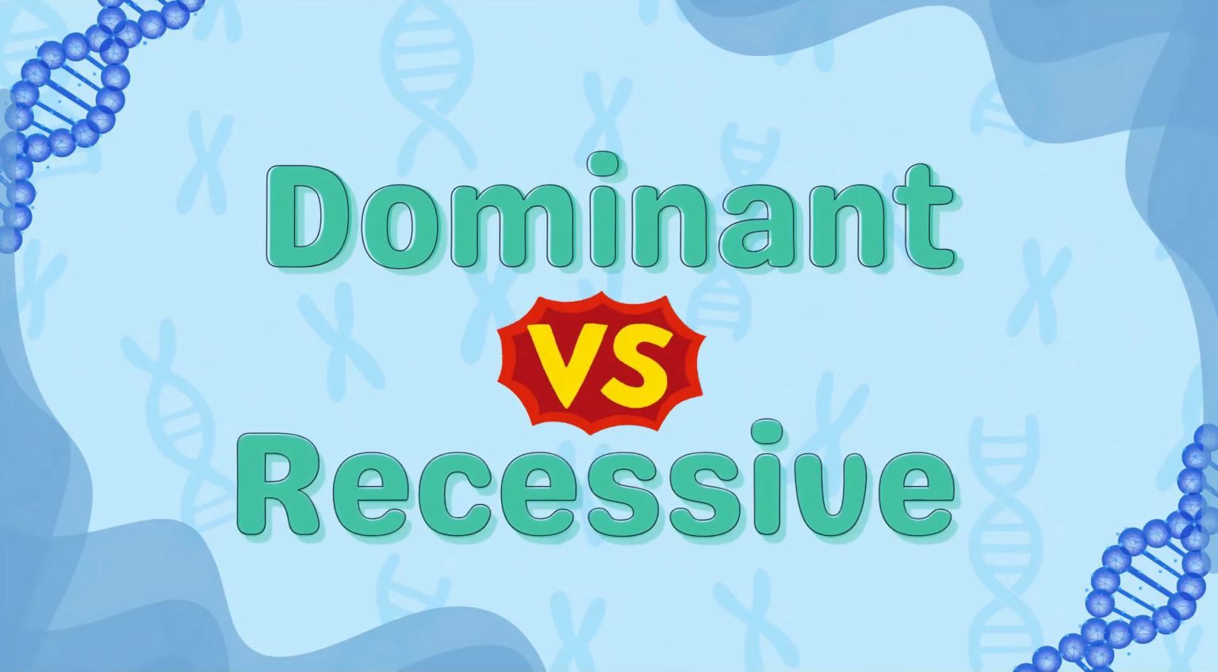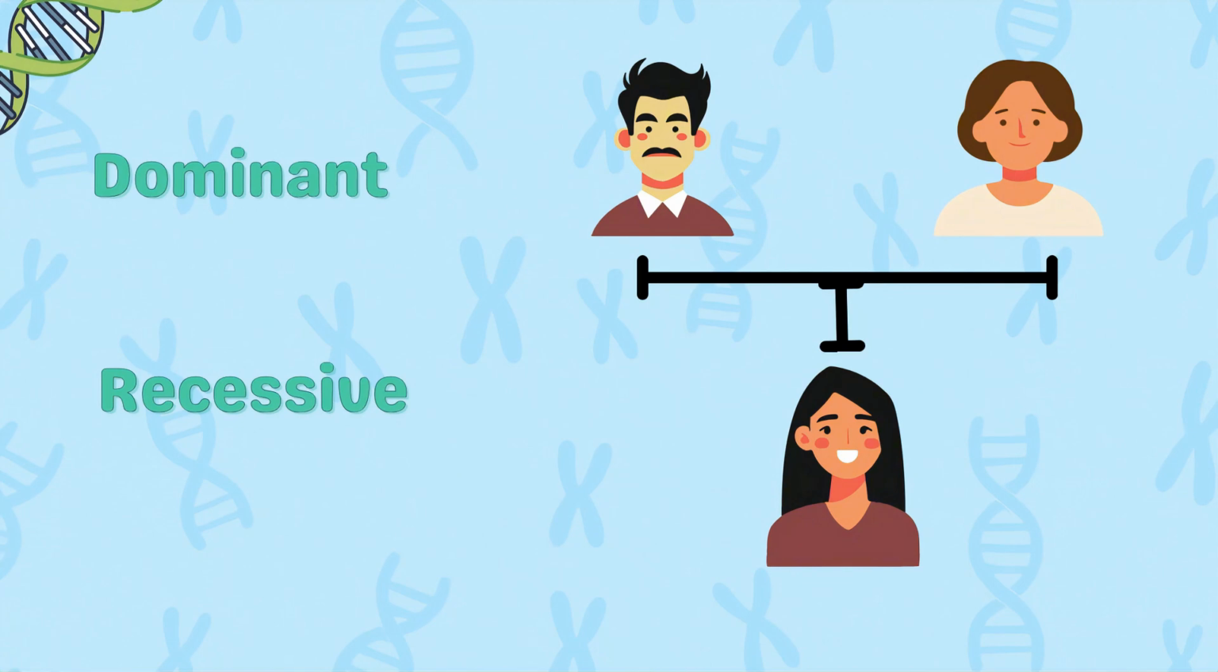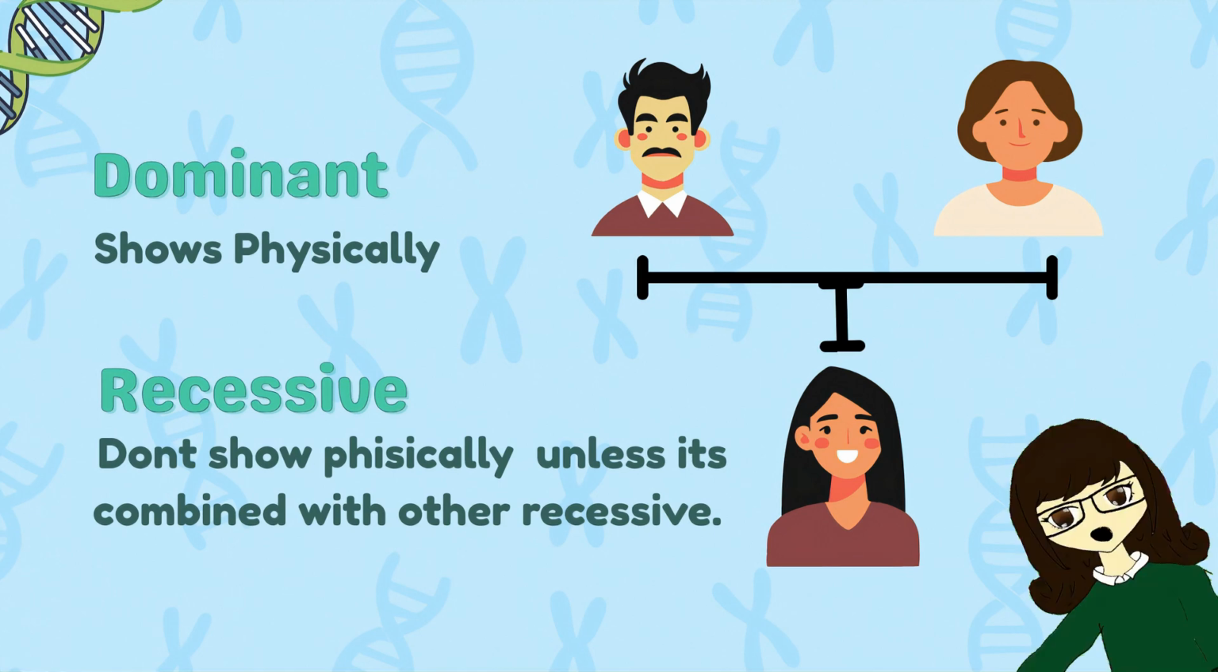Dominant versus recessive. Dominant alleles are those that show physically. Recessive alleles are the ones that don't show up unless you have two of them, but they're still carried in your DNA waiting for the next generation.